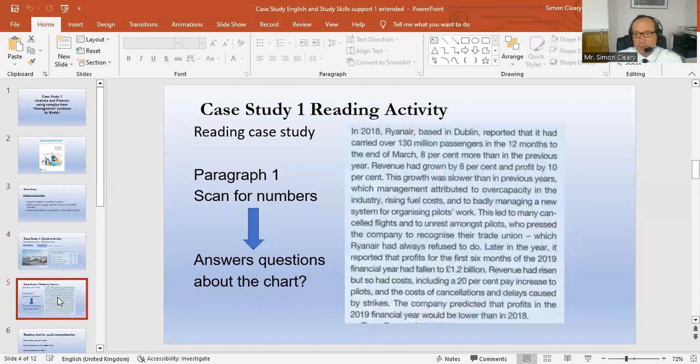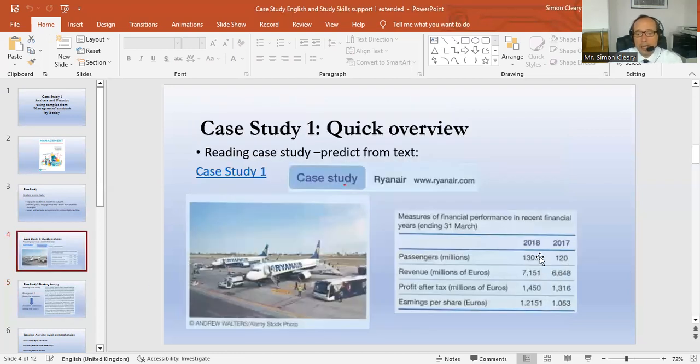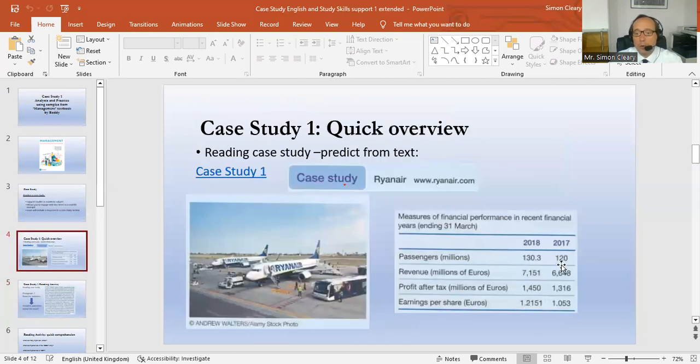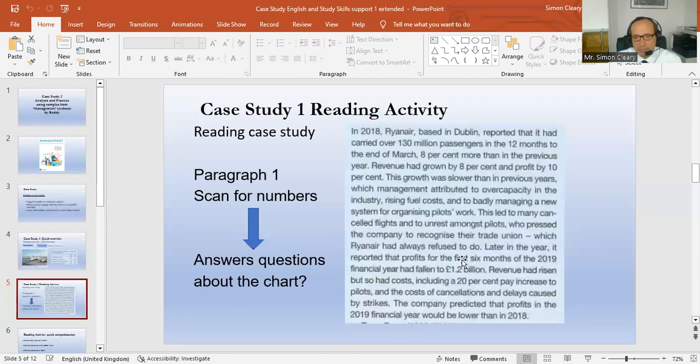In terms of that case study, the next thing I asked you to do was a quick scan for numbers. From paragraph 1, I asked you to focus on every number that you could find and very quickly identify those numbers. Once you had identified them, you were going to go back to the chart, and you can give me some answers about what this data actually means. So why have these numbers changed, by how much, what does it mean, and what other data is being provided in the numbers that you have.